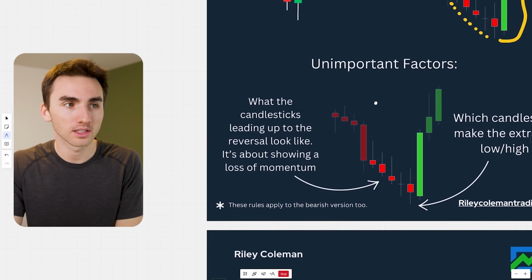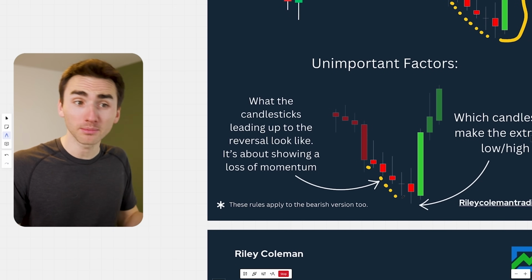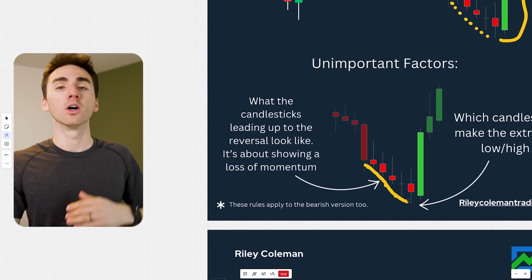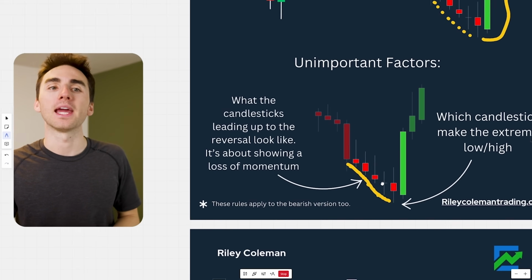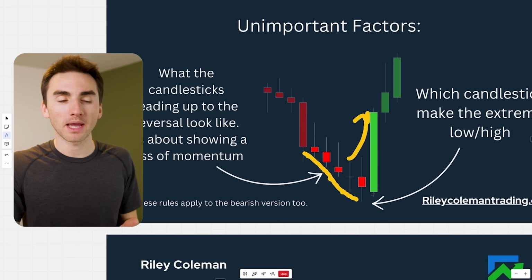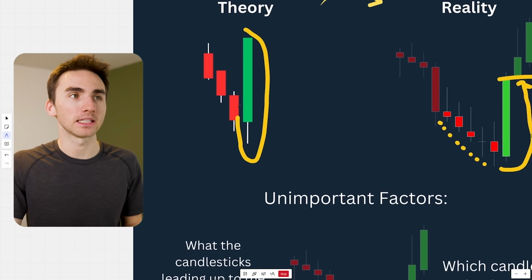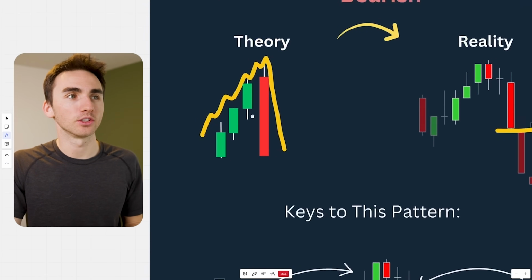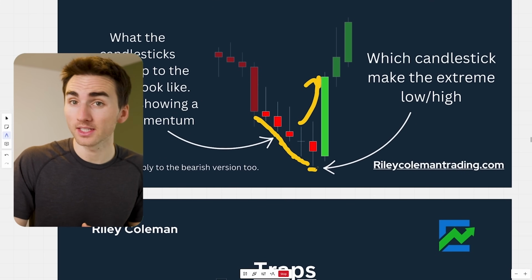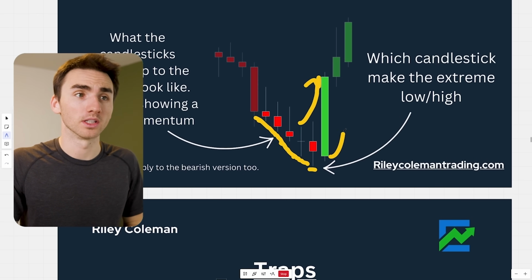Now, unimportant factors of this are, again, what the candlesticks look like leading up to it doesn't matter as much. The main thing is it's showing you a slow momentum or a certain speed of momentum, and then there is a massive switch in momentum. The other thing is it doesn't matter which candlestick makes the low or the extreme high. It doesn't have to be like that. In this real case right here, this doji candle actually made the low, and then the next candle, which didn't have as low of a low, ripped higher.